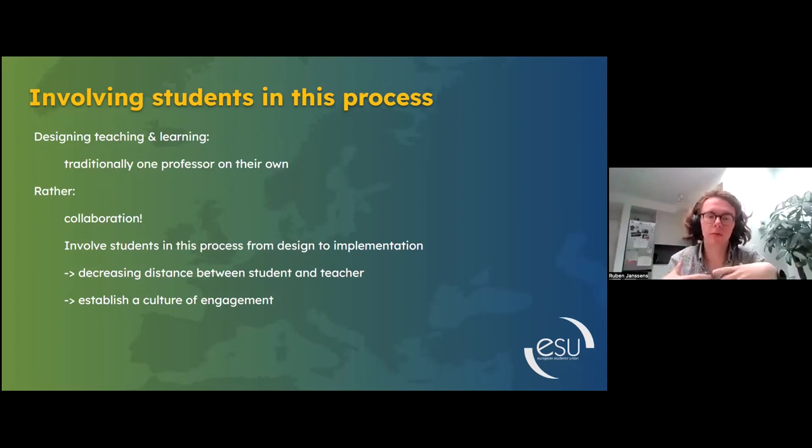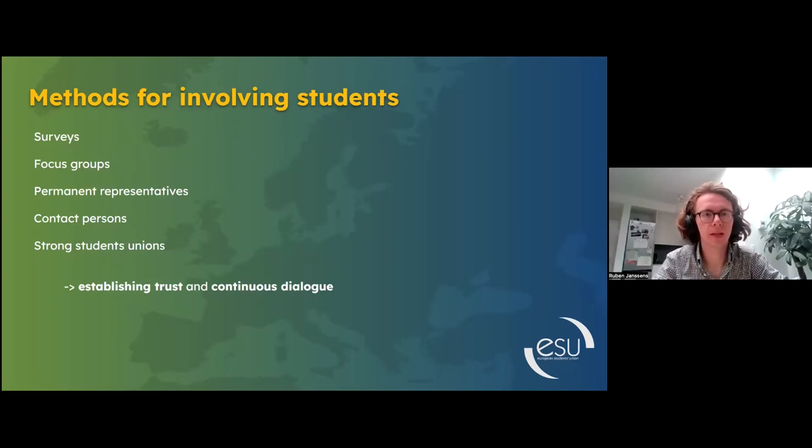And when we do that, we're actually also decreasing the distance between the student and the teacher. That means that we're creating this culture of engagement and creating a culture of trust as well between students and teachers. And that helps for the good functioning of the university, that helps for the good quality of the education, but also that helps to train the students to become already engaged in society, in their higher education, and with the course material that they're being trained at.